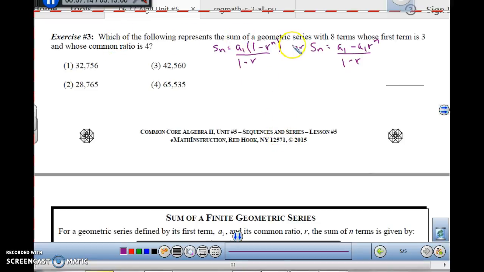Which of the following represents the sum of a geometric series with 8 terms, whose first term is 3 and whose common ratio is 4? Okay, so how many terms am I having? n is going to be 8. So S of 8. The first term is 3, so a1 is going to equal 3. So that's going to be 3 times 1 minus the common ratio, which would be r, is 4. And then that's going to be raised to the 8th power over 1 minus 4.